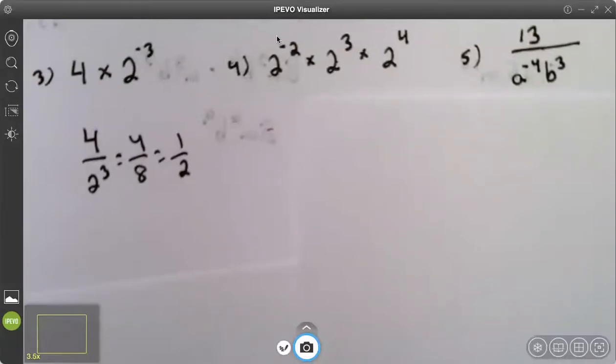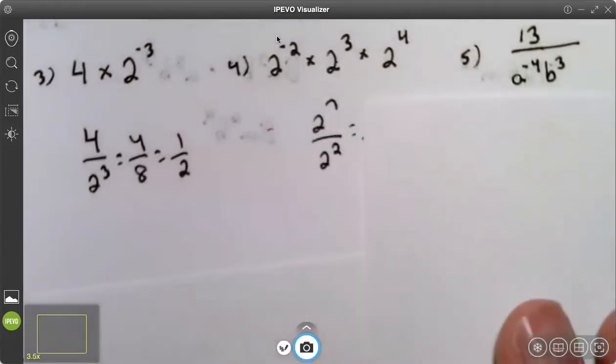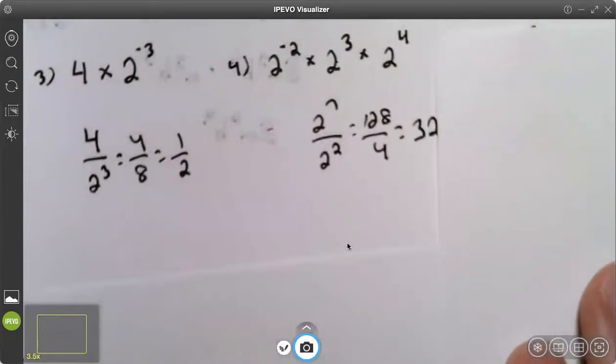On number four, you could multiply all these together by adding the exponents. Negative 2 plus 3 is 1. 1 plus 4 is 5, and then do 2 to the fifth power. Or you could do what I did by moving the 2 to the negative 2 power down, then subtracting. 7 minus 2 is 5, and do 2 to the fifth. Or you could evaluate the top, get 128, the bottom get 4, then simplify it to 32. 3 different ways to do number four.